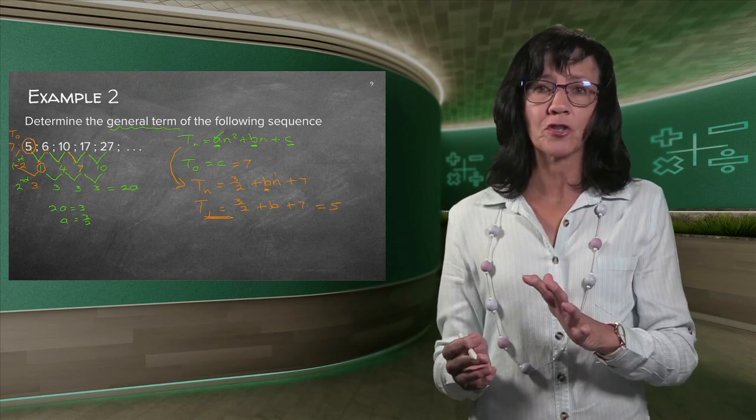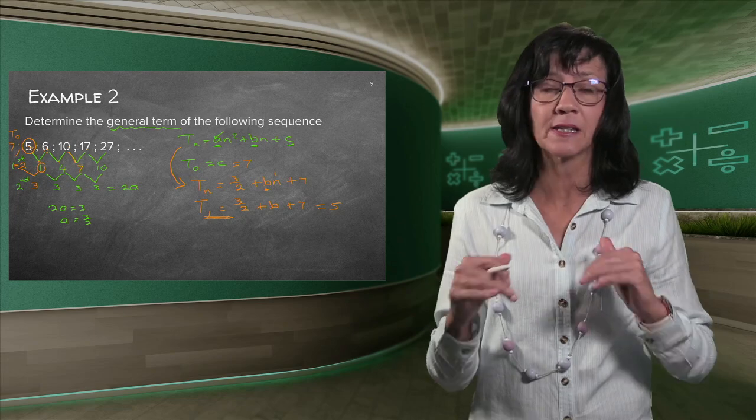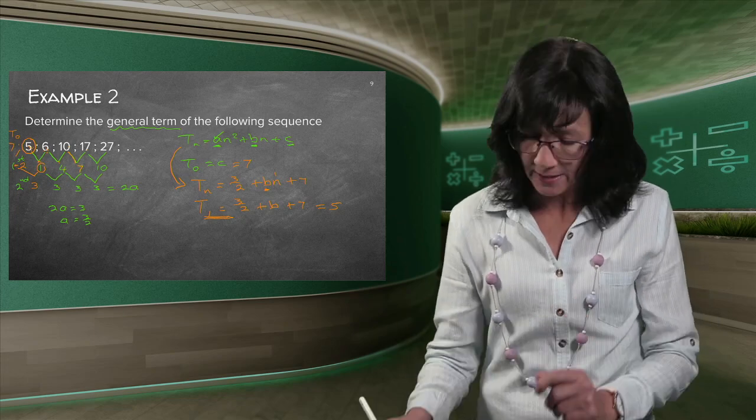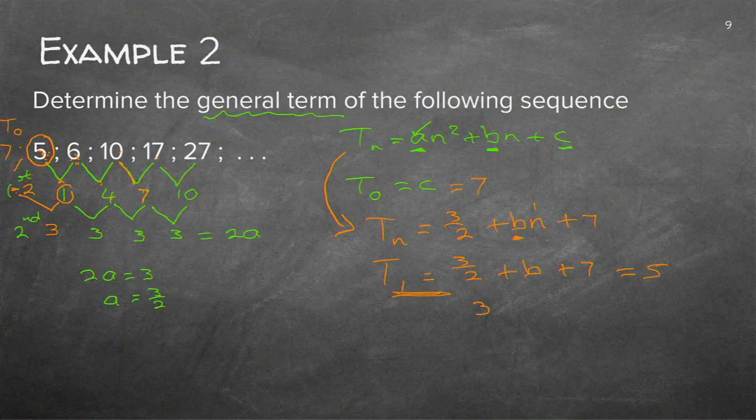I don't like fractions. You don't like fractions either. We make mistakes with fractions. So first, I'm going to get rid of my fraction. I'm going to multiply by 2 right through. Multiply everything by 2, everything by 2. And then I've got very easy here. 2B is equal to 3 plus 14 is 17. If I take it over, it's minus 7. And it's minus 7 over 2.